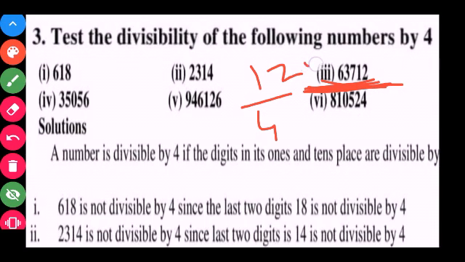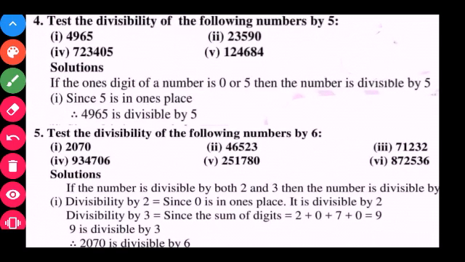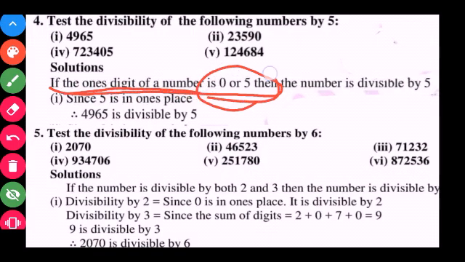So that's why this number is divisible by 4. Okay, similarly in the sixth part, the last two digits are 24. 24 is divisible by 4, that's why this number is also divisible by 4. Understand? You can do the remaining parts. Now next question, divisibility of 5. You know how to check divisibility of 5? If the ones place digit of a number is 0 or 5, then that number is divisible by 5.